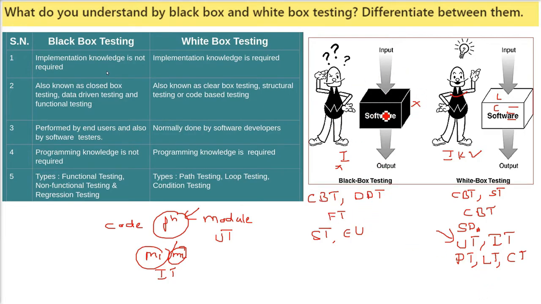But in black box testing you just have to check the function. If you are putting 2 and 3 into the add function, and 5 is coming, it's okay for you. So this is functional testing. Functional testing, non-functional testing, and regression testing all come under black box testing. So these are the major differences between them.